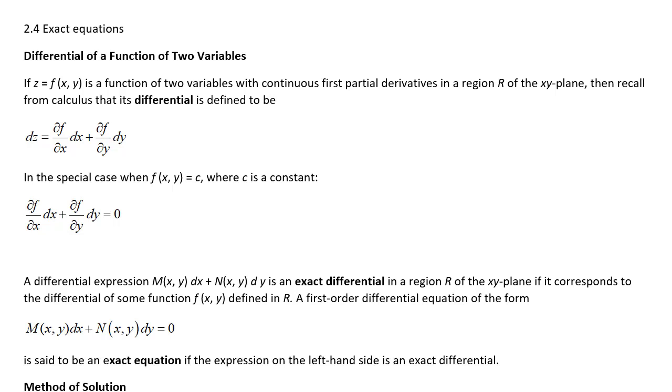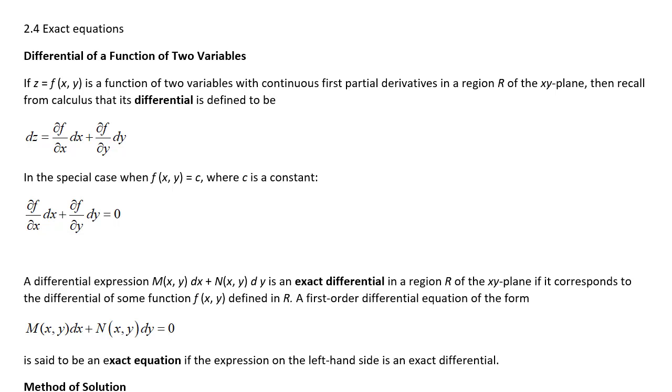So let's go through the mechanics of what the process is, and then we can look at some specific examples. So we have a function in terms of x and y. So z, which is really just a fancy way of saying f of x, y. So we're looking at multivariable stuff here. It is a function of two variables with continuous first partial derivatives in the region R of the xy plane. Then recall the partial derivative concept. So the differential for z is the partial with respect to x of the first expression and the partial with respect to y of the second expression.